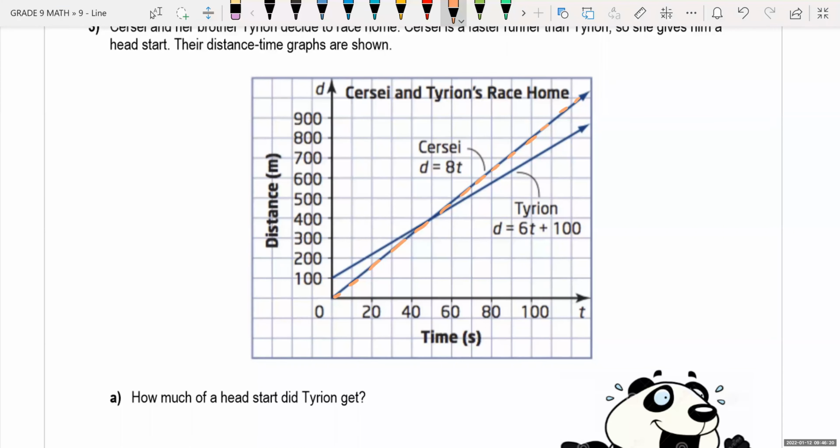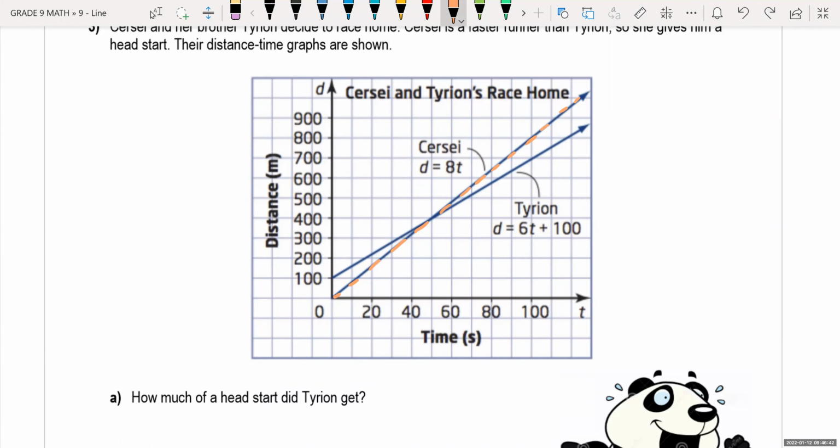Can anyone figure out how much of a head start Tyrion got? They both start at time 0. But Tyrion, if you have a little sibling, you can be like, okay, you can stand here. How much further ahead was he standing than Cersei? Yeah, Gabriel, you're right, because it starts at 100 meters. So the head start was 100 meters.